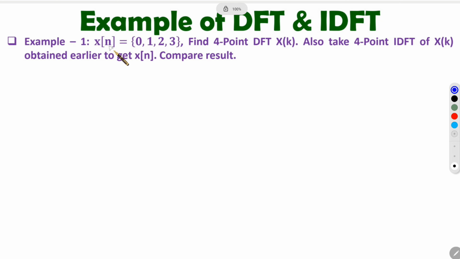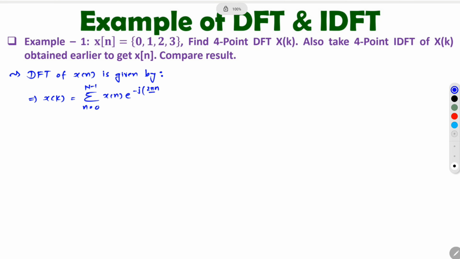So first of all, here we have x of n, and for which we need to identify 4-point DFT. One should know the equation of DFT. Equation of DFT is x of k for sequence x of n, and that is summation where small n is ranging from 0 to capital N minus 1, x of n into e to the power minus j 2 pi n by capital N into k.